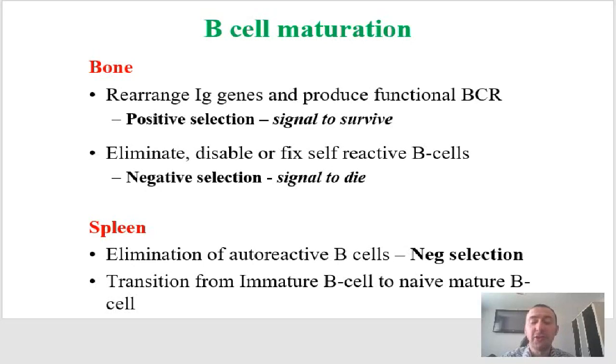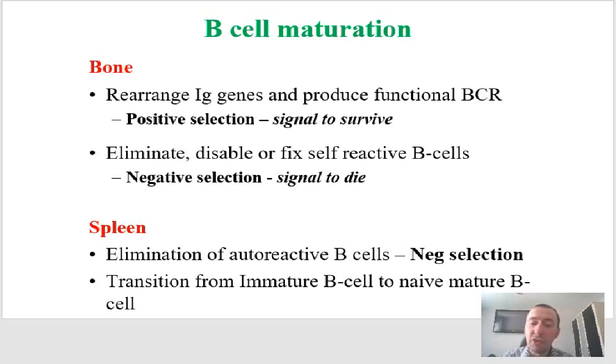If it does, there's a number of things that we can do in this negative selection process. We can eliminate that cell because it does react against self-antigen. But we could also disable the B cell, so that even if it does get stimulated, it won't have the ability to elicit a strong antibody response. Okay, and that would be called anergy, which we'll cover in a little bit of time.